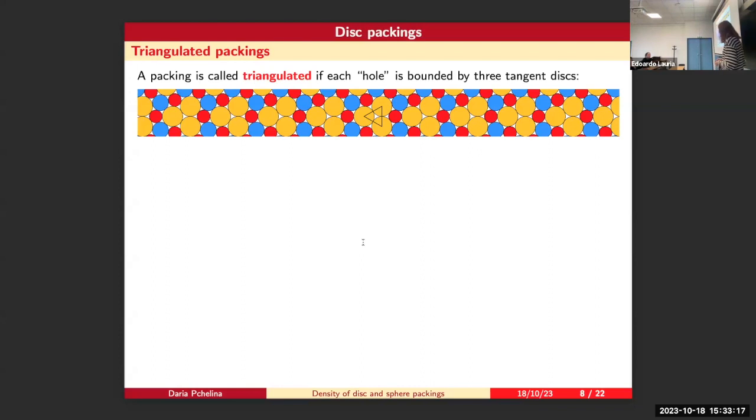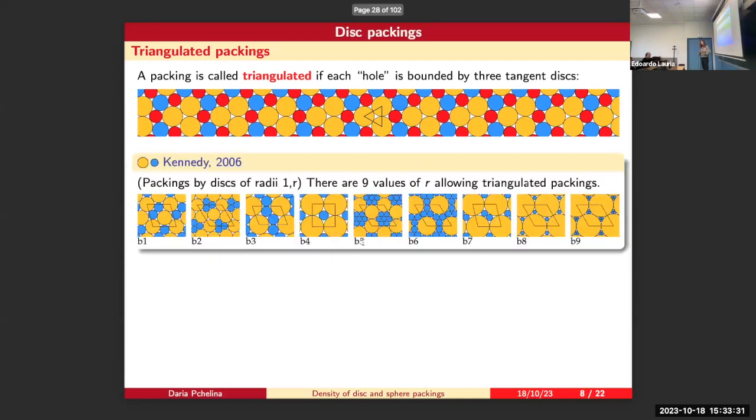So we'll start by finding these packings. The hexagonal disk packing for only one size of coin that we saw in the first slide is triangulated. Now if we consider binary disk packings, we have the large yellow disk of radius 1 and the small blue disk of radius r, which can vary from 0 to 1. There are 9 values of r allowing triangulated packings, and for each of these values of r, a triangulated packing is given here.